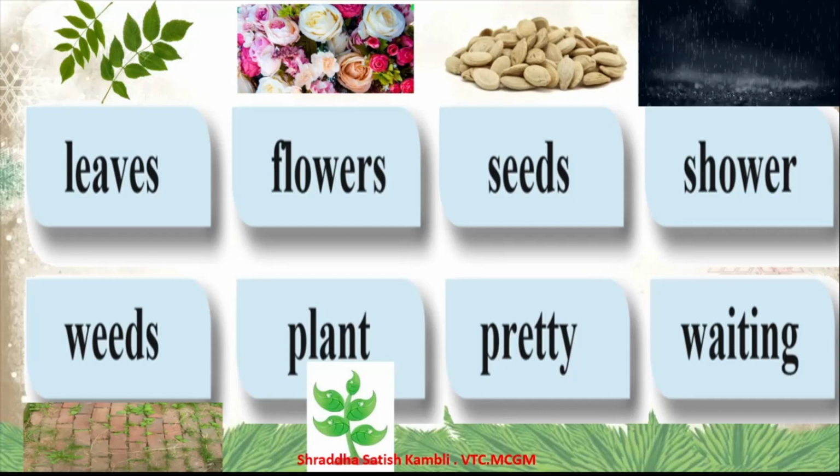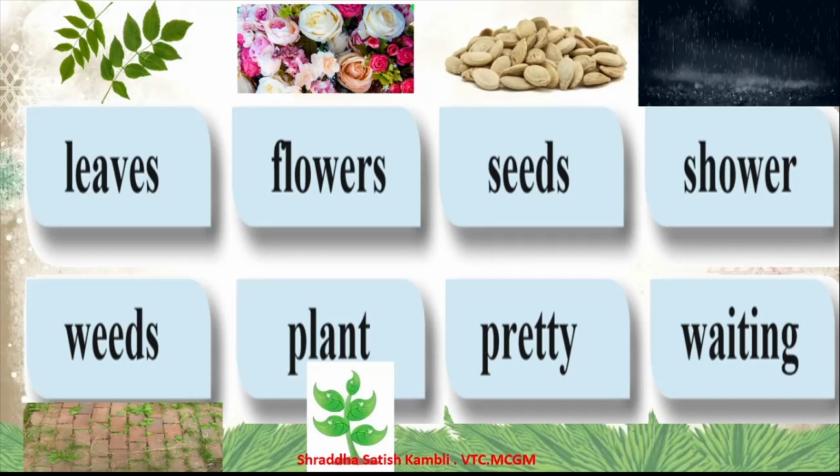W-A-I-T-I-N-G. Waiting. So these are the 8 words that we learned in this poem. Once again, L-E-A-V-E-S, leaves. F-L-O-W-E-R-S, flowers. S-E-E-D-S, seeds. S-H-O-W-E-R, shower. W-E-E-D-S, weeds. P-L-A-N-T, plant. P-R-E-T-T-Y, pretty. W-A-I-T-I-N-G, waiting. So this was one of the exercises from your textbook.